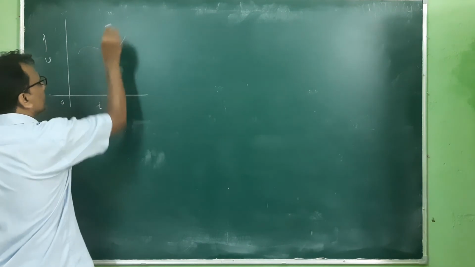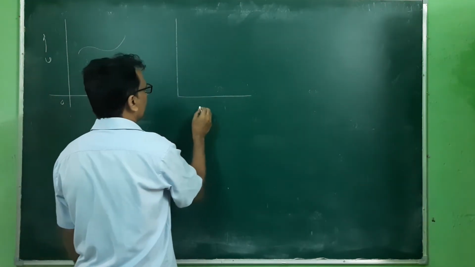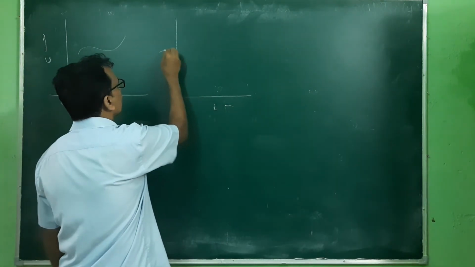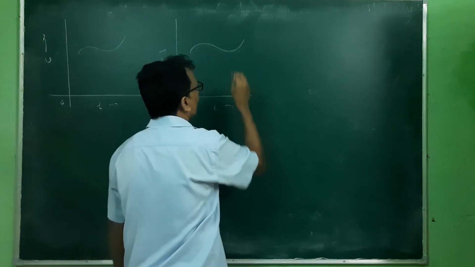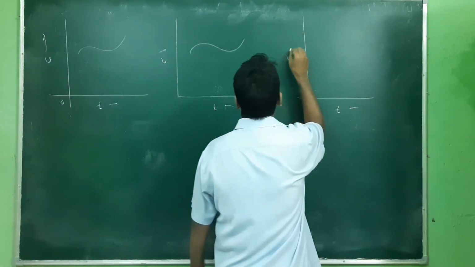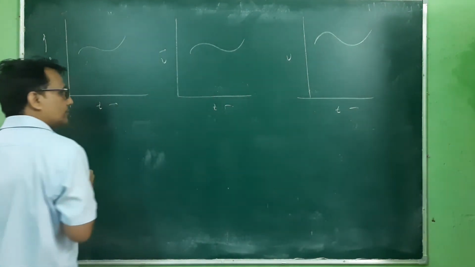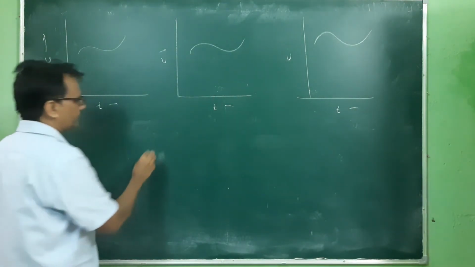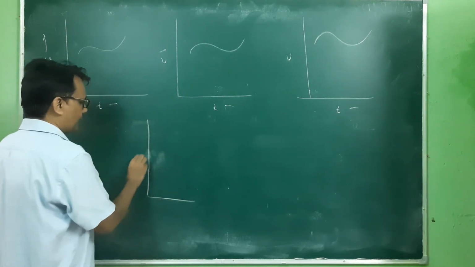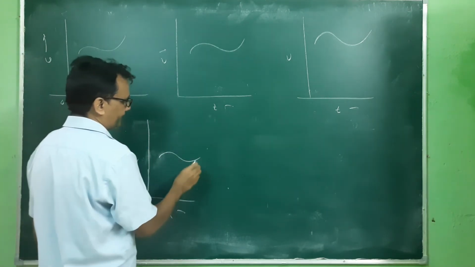So here this is the curve. Same curves we should draw. This is T, and this is V, and this is the second one. This is T, and this is V. This is the third one. This is V, and this is T, and this is the fourth.